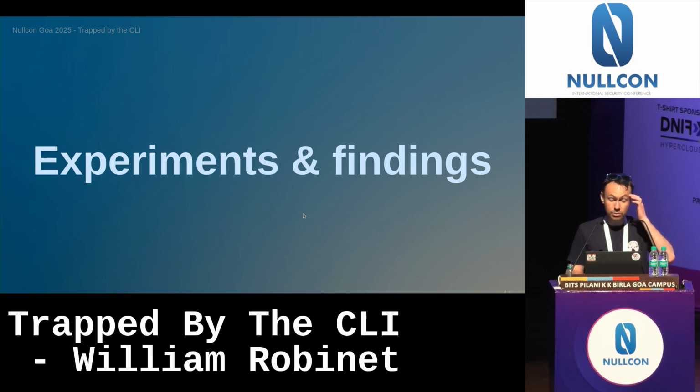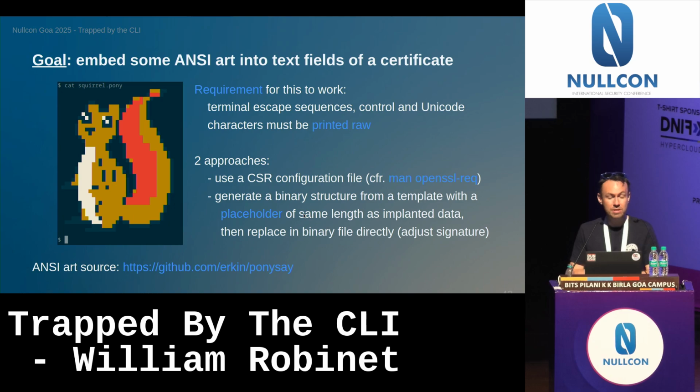So now let's go to the experiments I did. I was seated in the room like I am right now, and I was trying to find a way to exploit the fact that some characters seem to be interpreted by the OpenSSL x509 tool. My objective was to print an ANSI art file using the unchanged tool. Why that? Just because this kind of ANSI art uses color changes, control characters, terminal escape sequences, and so on. So if I can manage to do that, I will probably be able to do many more things.